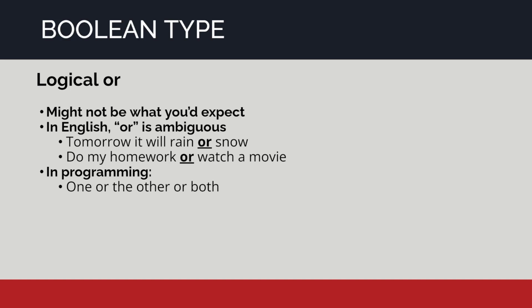But if you were to say, tonight I'm either going to do my homework or I'm going to watch a movie, that statement seems to imply that you're not going to do both. You're going to pick one. But in programming, it's more like the weather prediction model, where or will be true if one or the other or both of them are true.